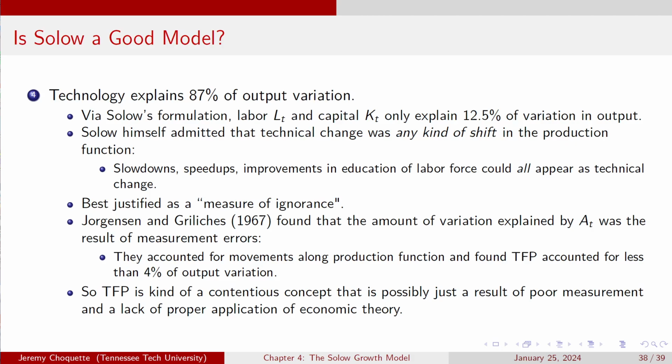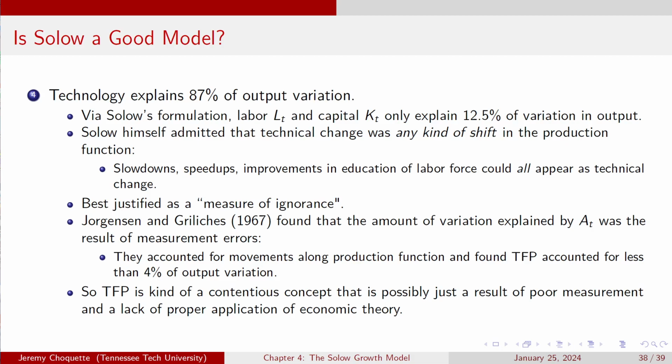Now, Bob Solow admitted that technical change was really any kind of shift in the production function. It could be slowdowns, speed ups, or improvements in the education of the labor force that could all appear as technical change. It's really best justified as a measure of ignorance. But you don't want your measure of ignorance to be almost the entire bit of variation in the model.